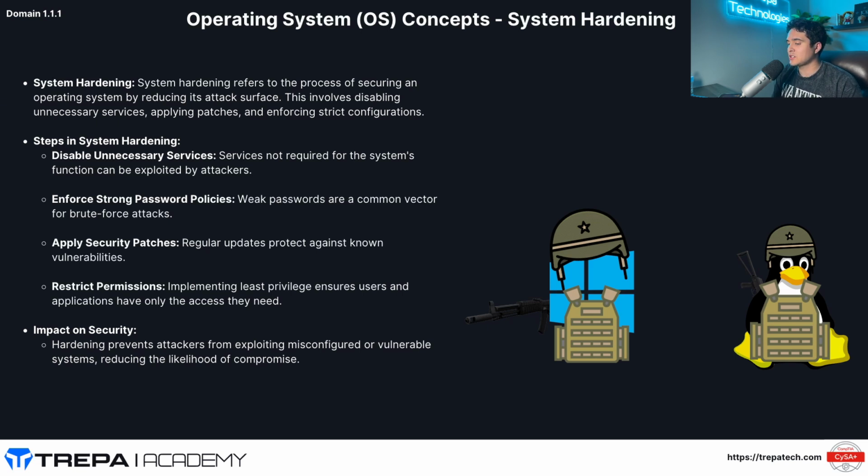So the impact on security. Hardening prevents attackers from exploiting misconfigured or vulnerable systems, reducing the likelihood of compromise. A basic example you'll see in every cybersecurity class is, hey, if we don't need Telnet open, disable it. Other vulnerable things like SMB, make sure it's on an updated version. Disable it if we don't need it. If we have a server that needs SMB for file share, don't point that towards the internet. Keep it internal.